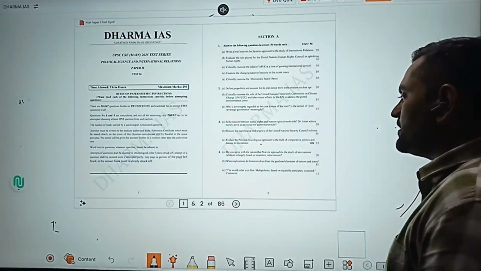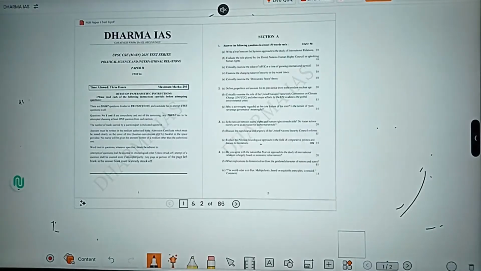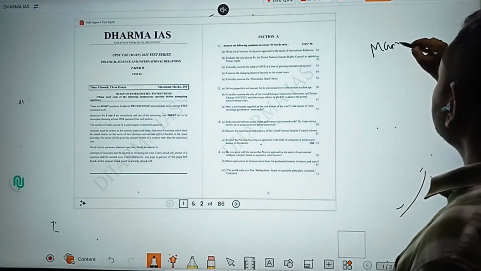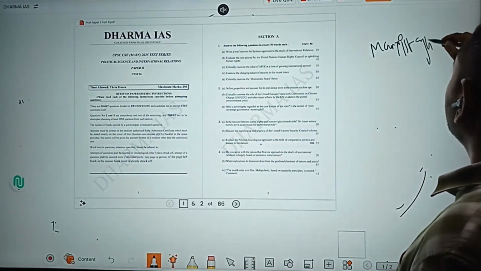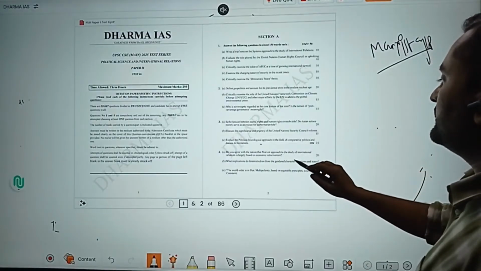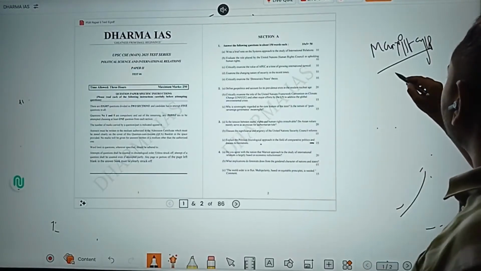Next, do you agree with the notion that the Marxist approach to the study of international relations is largely based on economic reductionism? Again, we have already discussed this question twice around the same theme. The Marxist approach to the study of international relations.